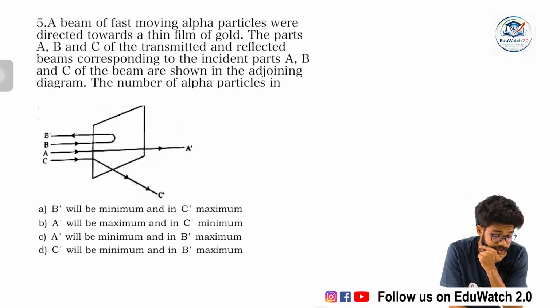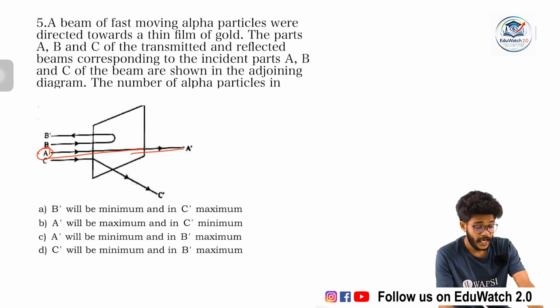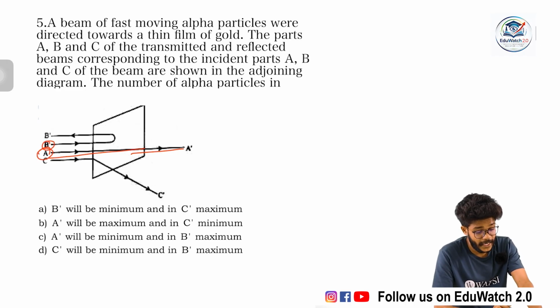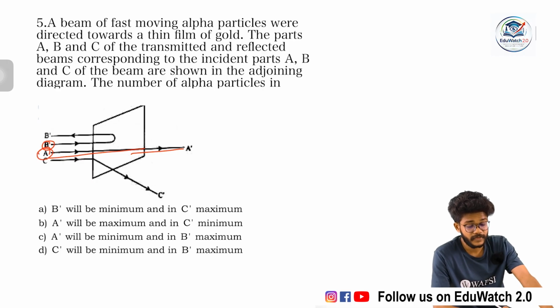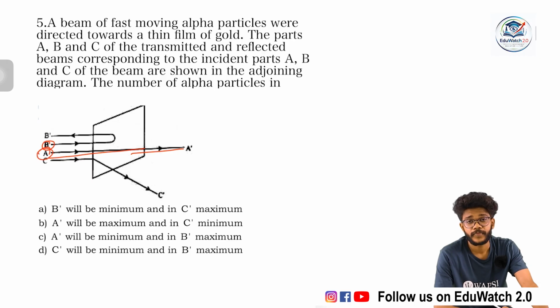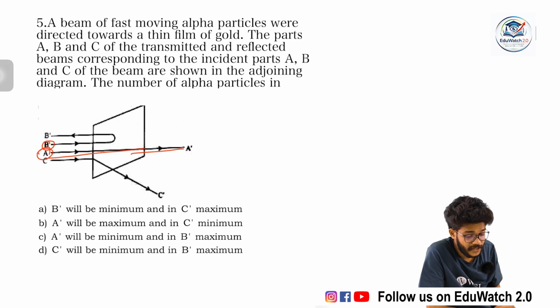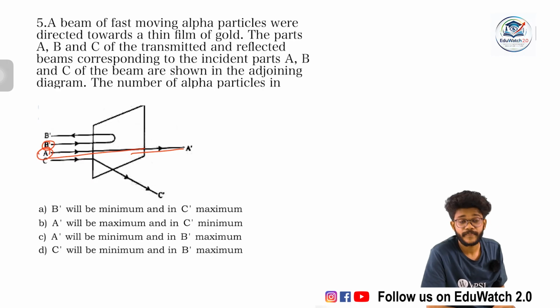So A is the alpha particle which passes through the atom, and B is the particle which bounces off the nucleus of the atom. And C is the particle which gets partially deflected by the nucleus. So B dash will be minimum and C dash will be minimum. In option A both B dash and C dash are maximum, and in option B A dash will be maximum and C dash will be minimum. A dash will be maximum because A is the particle which goes through the empty area.